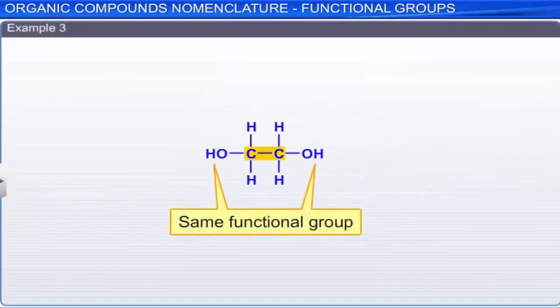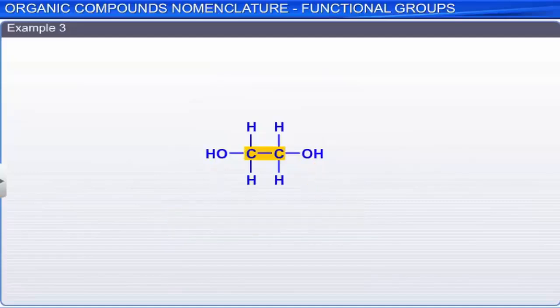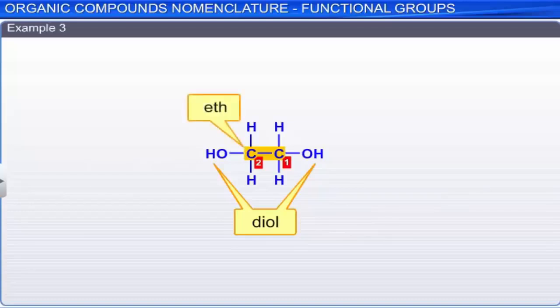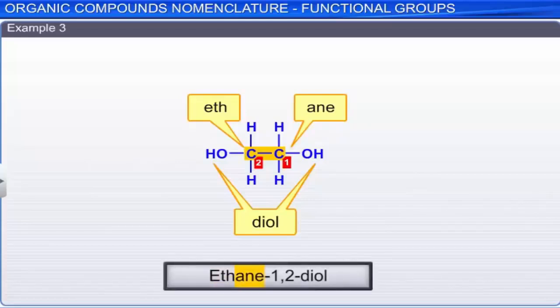If the same functional group appears more than once in a compound, we name the compound by adding di, tri, etc. before the suffix, and the full name of the parent alkane is written before the suffix. In this case, since two carbons are present, therefore the word root is eth. A single bond is present, therefore the suffix is ane. Hence, the name of the compound is ethane-1,2-diol.